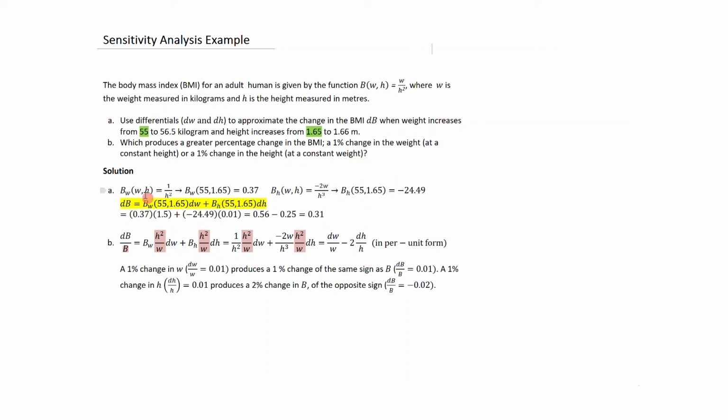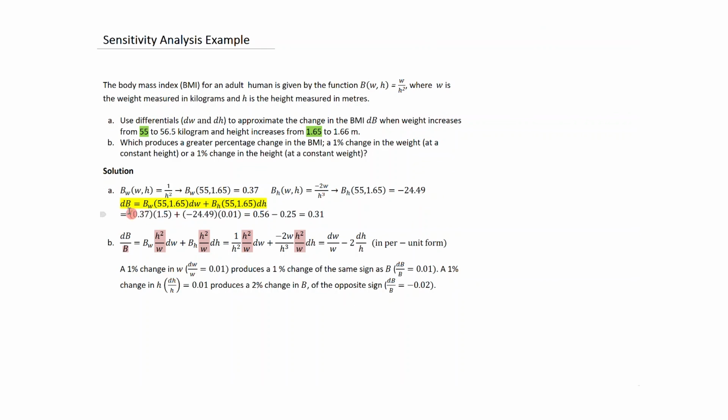All right, so for part A, we basically have to compute the partial derivative of the function B with respect to W and with respect to H. So with respect to W, we end up with 1 over h squared. You can get that directly by taking the partial derivative of this expression here. And that's to be evaluated at 55 and 1.65. If you do that calculation, you get 0.37. Then we have to take the partial derivative with respect to H, again evaluated at 55 and 1.65. In this case, when you take the derivative of this with respect to H, we end up with minus 2W over H cubed. And if we evaluate these results, we get minus 24.49.